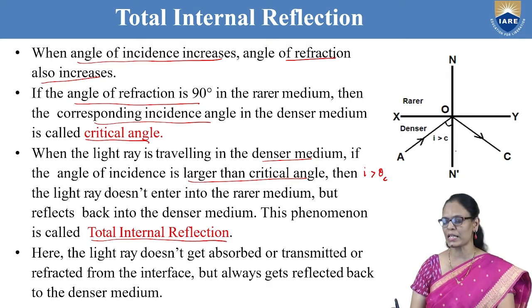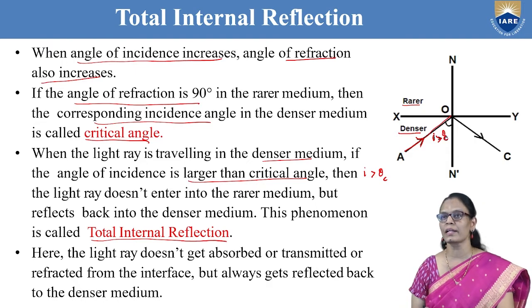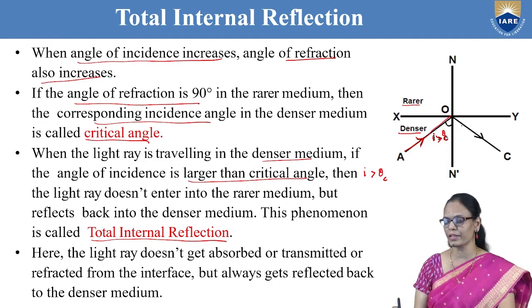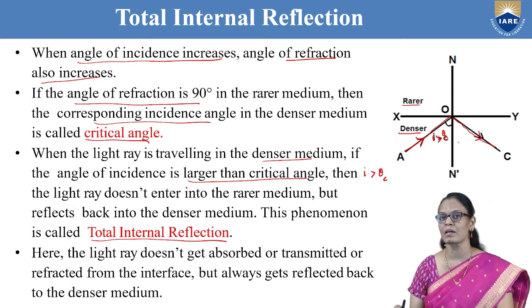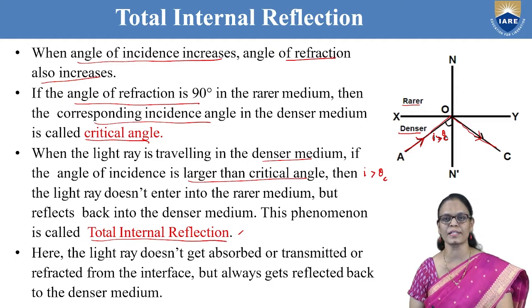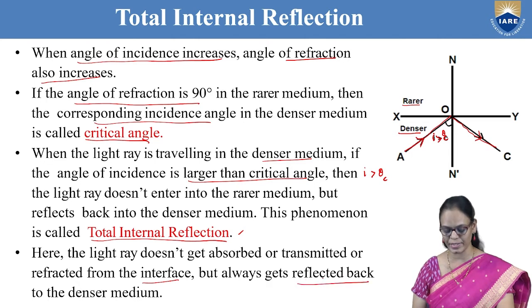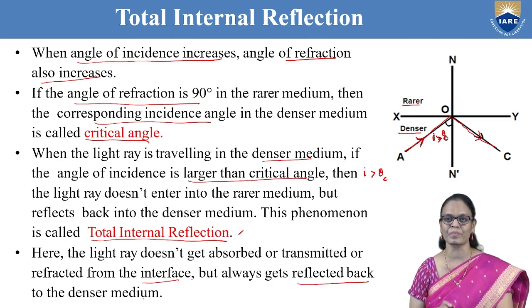So here if you see in the diagram, the ray of light is going from denser to rarer medium, and the angle at which it is incident, I, is greater than theta c, that is the critical angle. So what is happening here is the ray gets reflected back into the same medium, which we are calling as total internal reflection. So the light ray does not get absorbed or transmitted or refracted from the interface, but it always gets reflected back to the denser medium. That is what we see in total internal reflection.